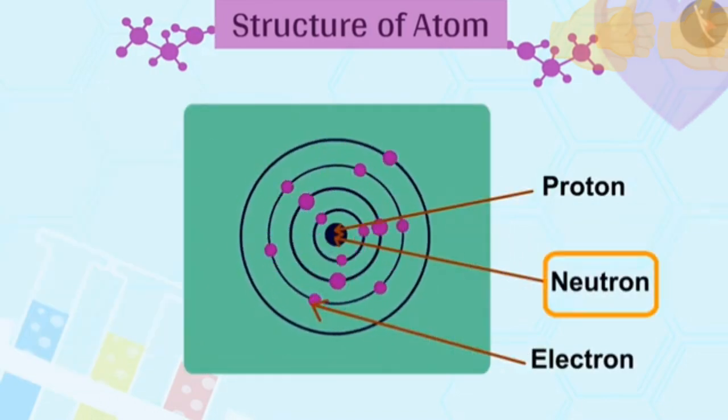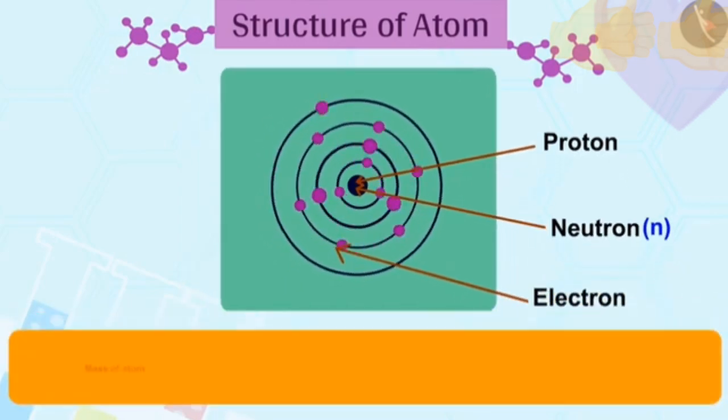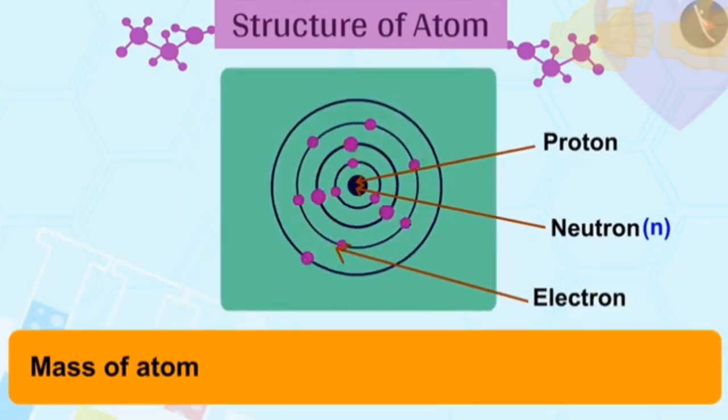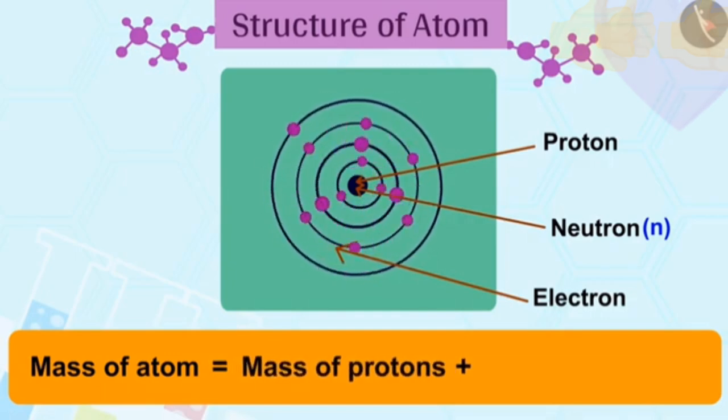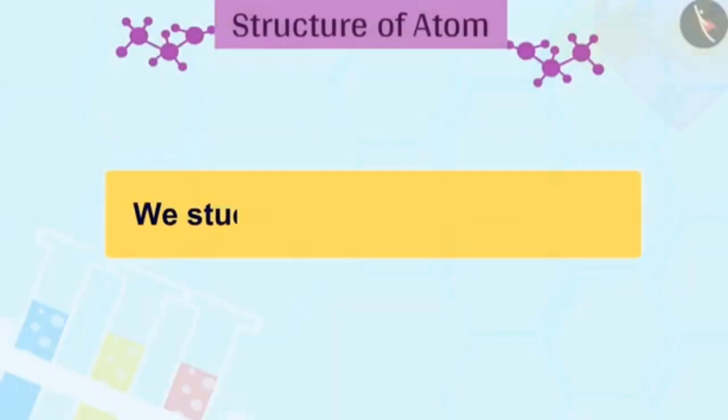In general, a neutron is represented as n. The mass of an atom is therefore given by the sum of the mass of protons and the mass of neutrons present in the nucleus. In this video, we studied the structure of atom.